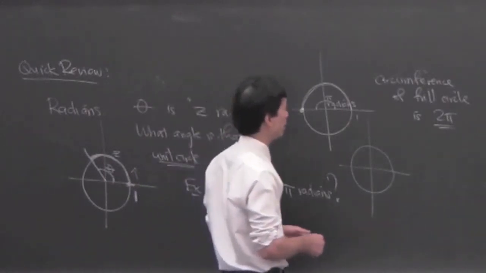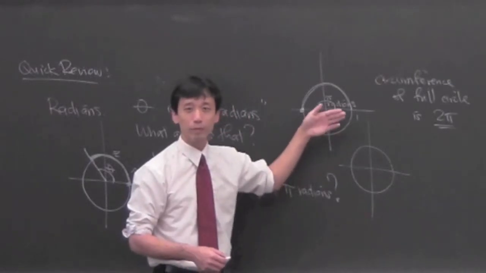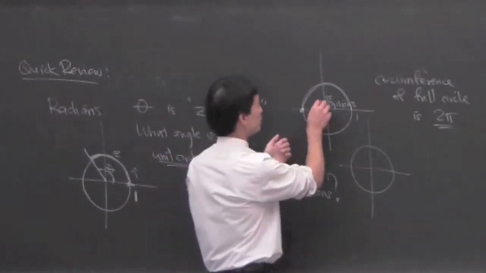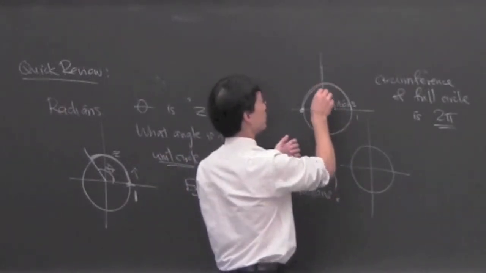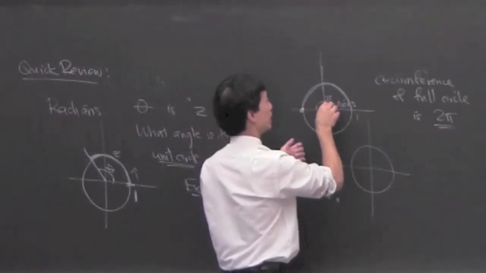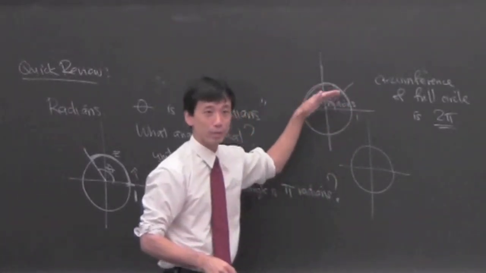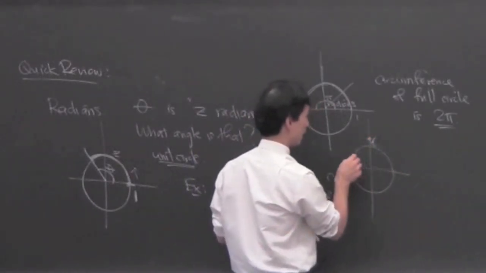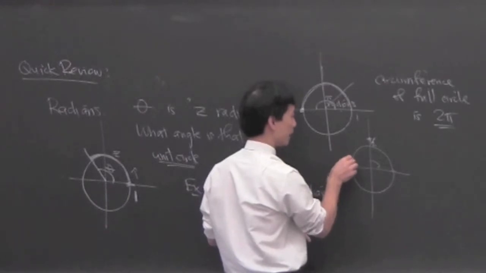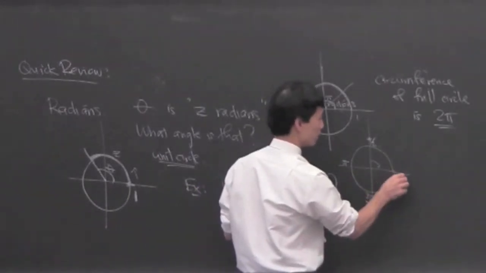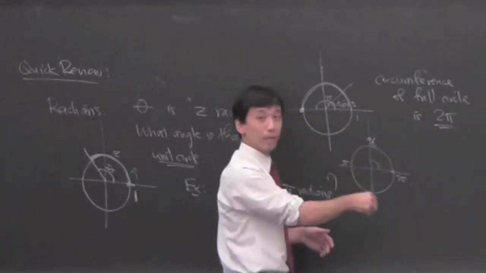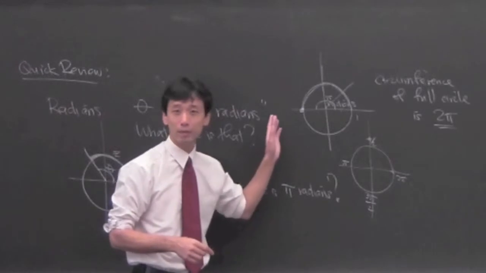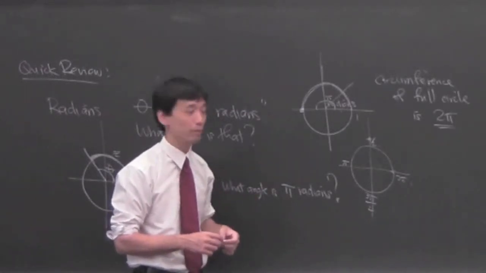If somebody said what angle corresponds to pi over 4 radians, well, what is that? If this is pi, then this is pi over 2. This angle is pi over 2, and after that, 45 degrees is pi over 4. So this is pi over 2 radians, this would be pi radians, this would be 3 pi over 2 radians, this would be 2 pi radians. And then they keep on going around, getting bigger and bigger. Does that make sense? I think most of you have probably seen radians before.